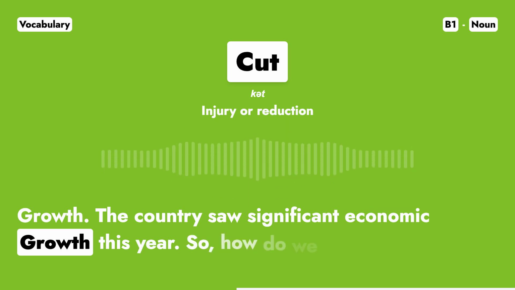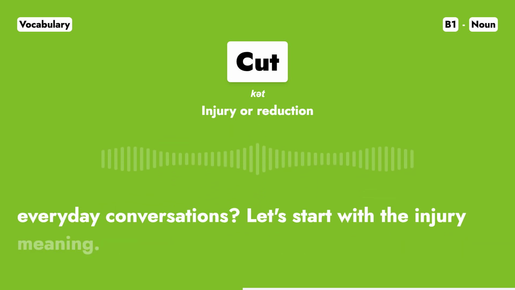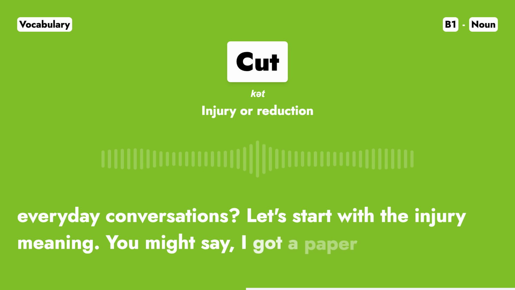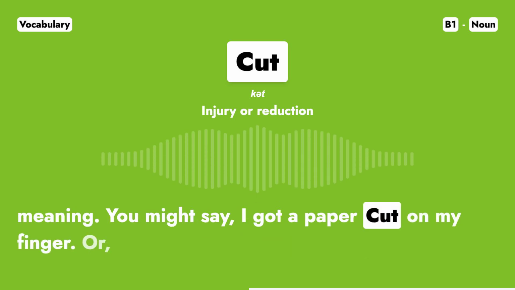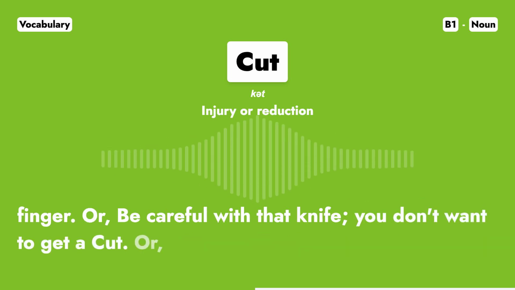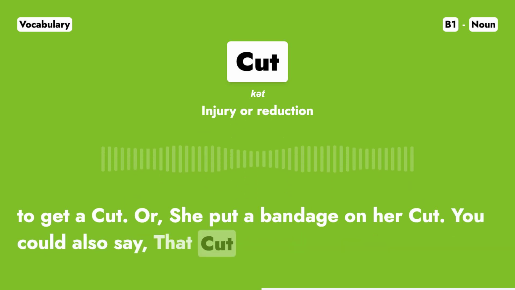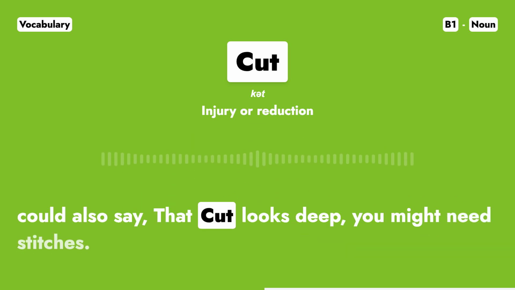So, how do we use cut in everyday conversations? Let's start with the injury meaning. You might say, I got a paper cut on my finger. Or, be careful with that knife. You don't want to get a cut. Or, she put a bandage on her cut. You could also say, that cut looks deep, you might need stitches.